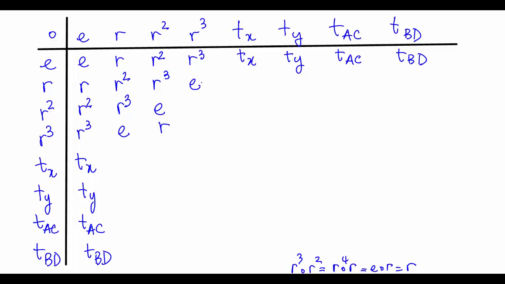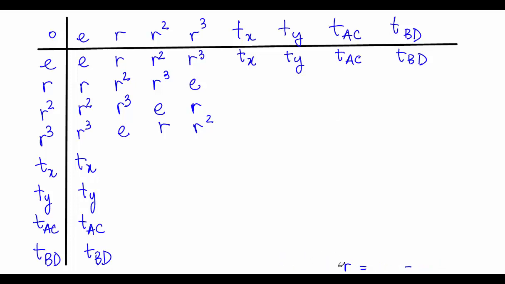R square composed with R power 5, again it's going to be R. If you take R cubed composed with R cubed, what you get is going to be R power 4 composed with R square, and that's going to be E composed with R square, which is going to be R square. Okay, now we have come to a point where we need a little bit more information to fill the rest here. Okay, so let's look at this map here.